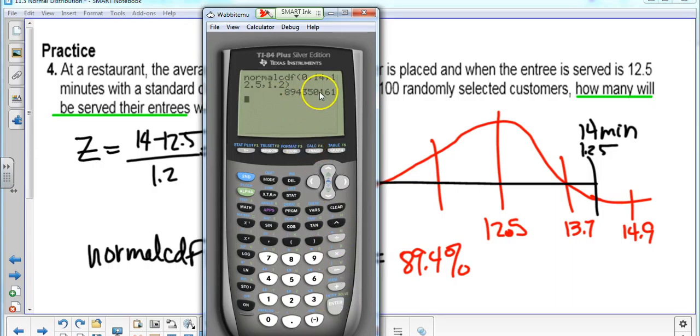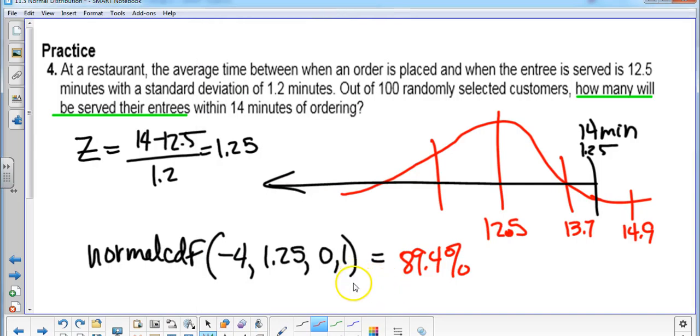Yeah, it's off back here a little bit. Yeah, it's not off by much. Okay, can we answer the question, guys? How many out of the 100 people got their meals? About 89 people.